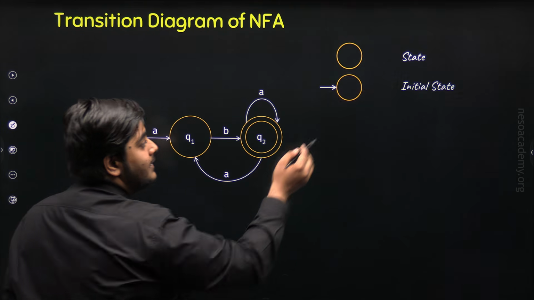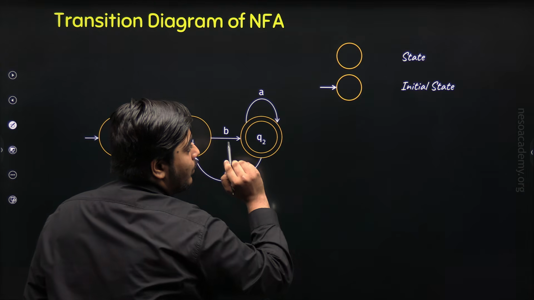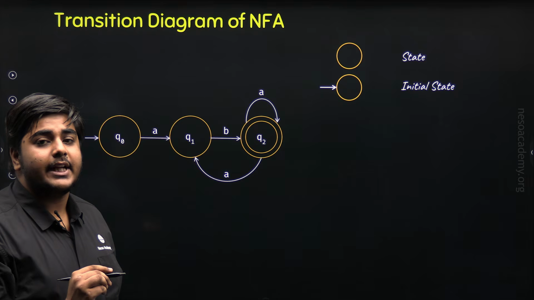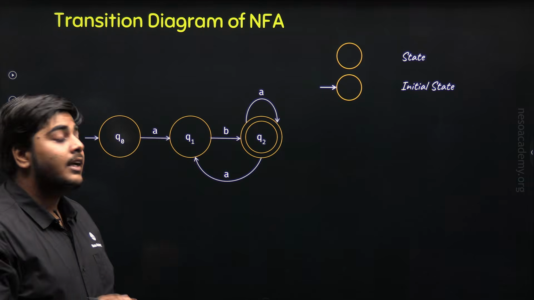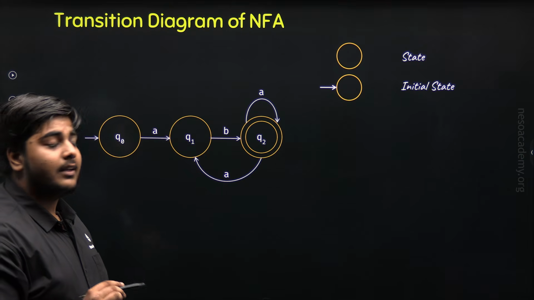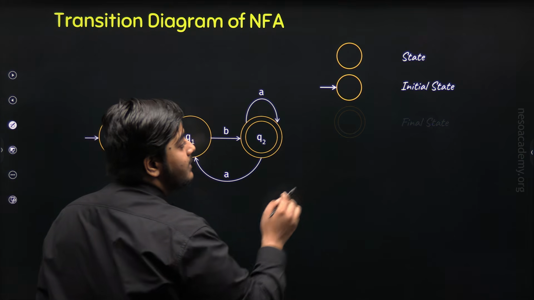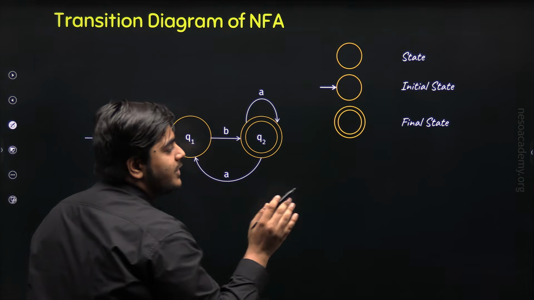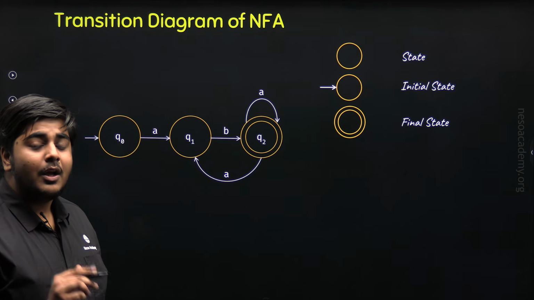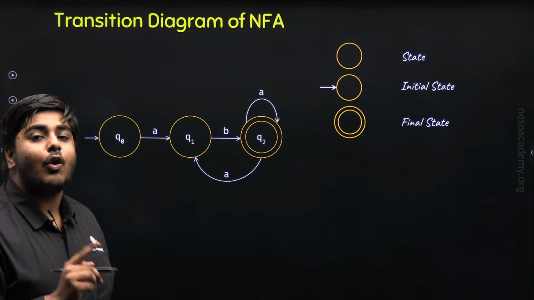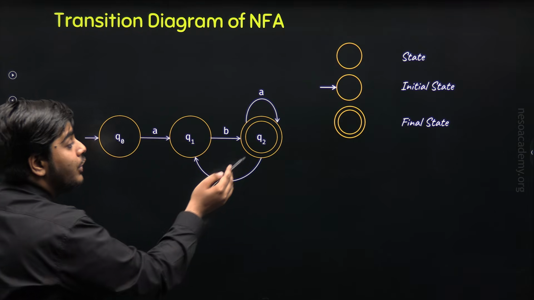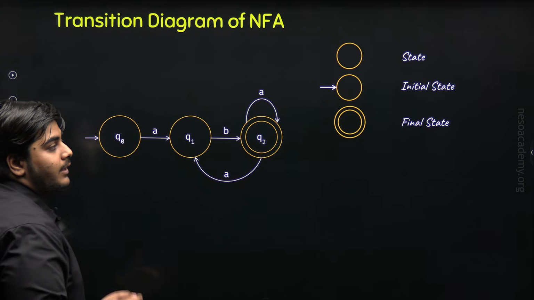The next one is the circle with an inward arrow, which is also a state of an NFA, but it is a special type of state called the initial state. In this diagram, you can see Q0 is the initial state of this NFA. The third component is the double circle, which is called the final state of an NFA. This is also a special type of state called the final state or the accepting state. In this diagram, Q2 is the final state of an NFA.